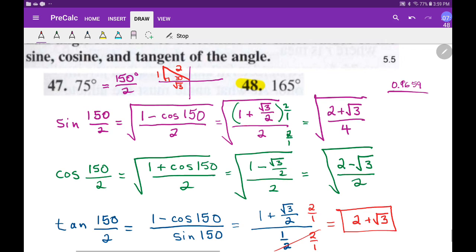So, anyway, it's just recipes. We plug in the numbers and we get what we get. And we don't really need a calculator, though it's kind of nice to confirm that we get the right answer with the calculator.